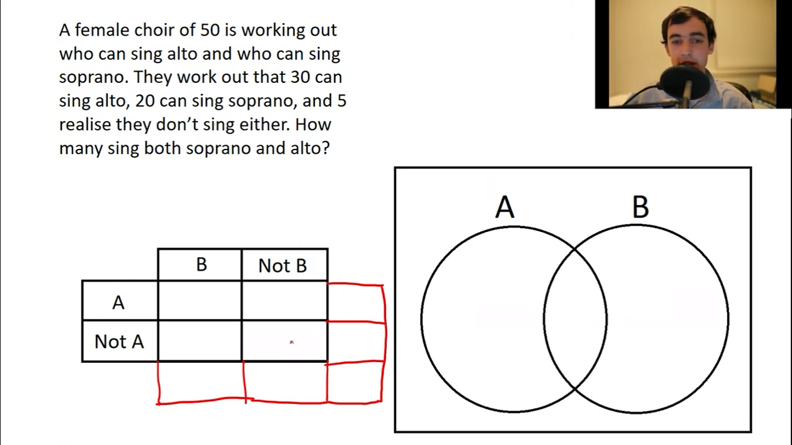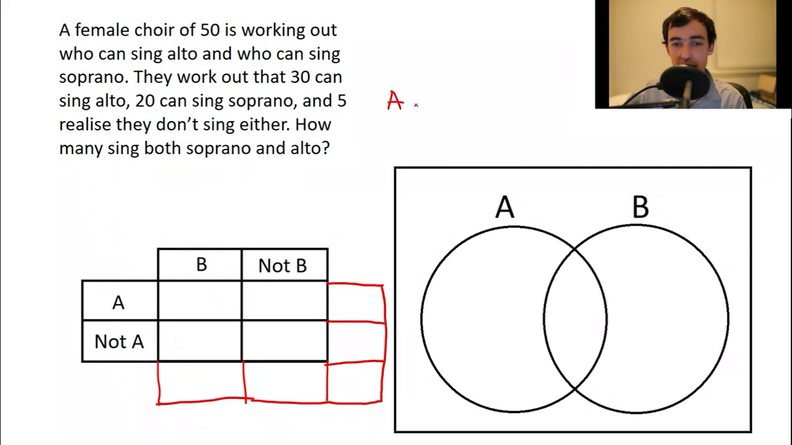A female choir of 50 is working out who can sing alto and who can sing soprano. They work out that 30 can sing alto, 20 can sing soprano, and 5 realize they don't sing either. How many sing both soprano and alto? Now, what can we put into the Venn diagram straight away? If you look carefully at this question and think about it, you'll hopefully realize that we can't put the 20 or the 30 or the 50 into our Venn diagram. The only number we can put in is 5, because they don't sing either.